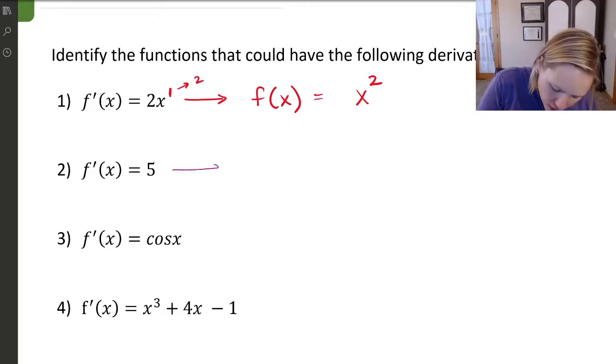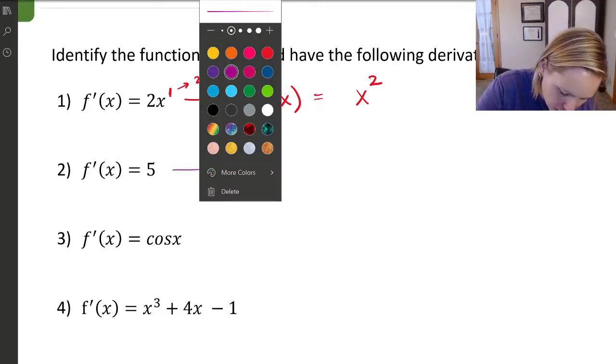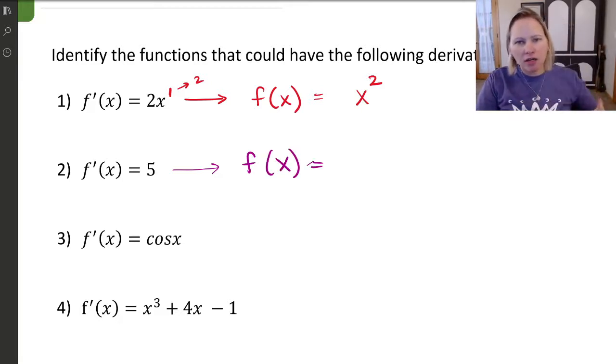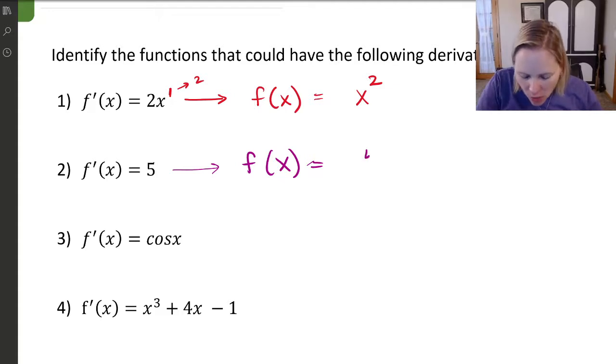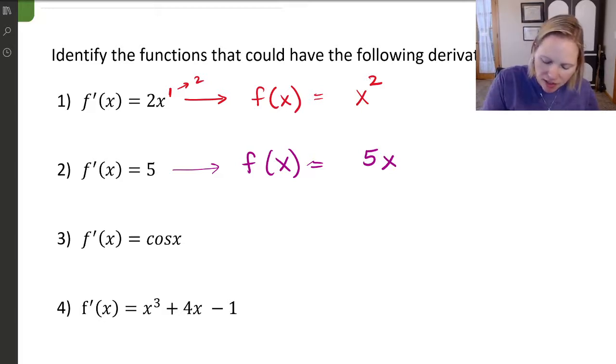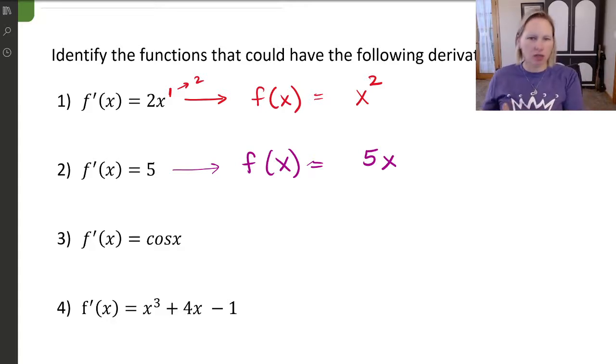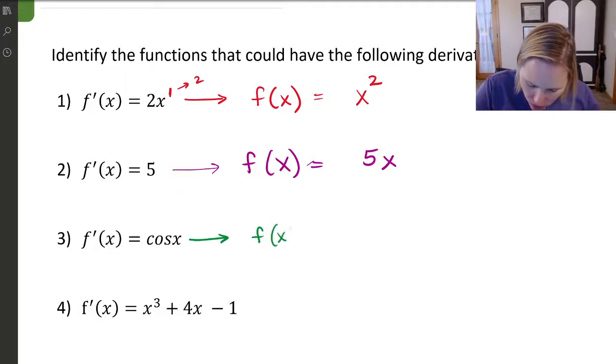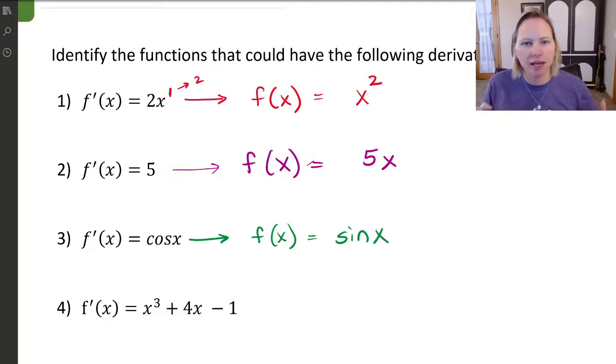And when I try to figure out in number 2 what function this possibly comes from, well, I'm going to remember that when I have a constant in a derivative, it always started out as having an x with it, right? So if I say 5x, the derivative of 5x is 5. So if I'm getting a constant as my derivative, it started out with an x, and it started out with an x to the 1 power. Number 3 has a cosine. Hopefully you're remembering that when we have cosines, cosines always come from sines. So the original function here was probably a sine.